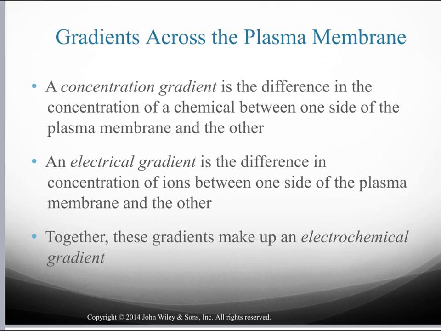A cell at rest is said to be at resting membrane potential, where we're maintaining a consistent electrical gradient of about minus 70 millivolts. So if we put a voltmeter inside that cell, it would measure about minus 70 millivolts. So we're setting up those electrical gradients. And then the concentration gradients, again, can vary based on how we move things in or out of the cell.